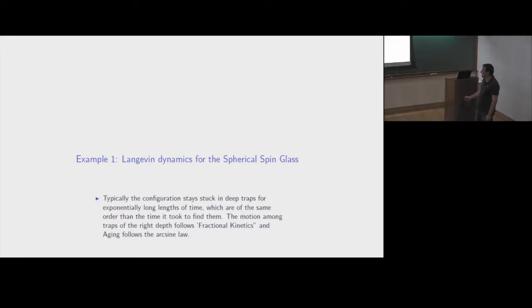So if you forget everything but the traps, the motion is just a very simple motion between the traps, which was in fact predicted by Bouchaud a long time ago. If you go into these papers, this has been known in math for a very long time. It's called fractional kinetics, and the aging follows the arcsine law.